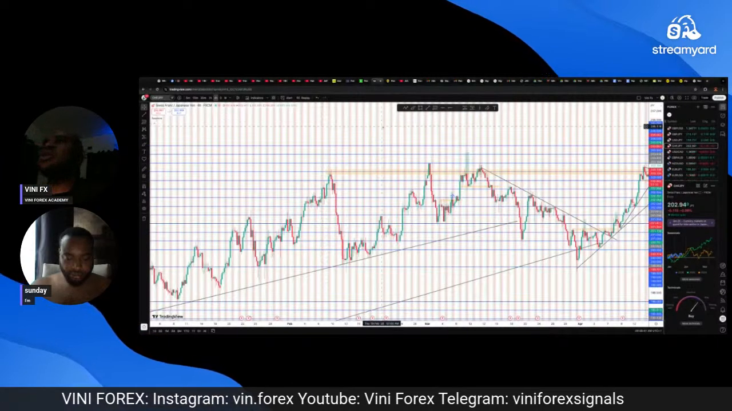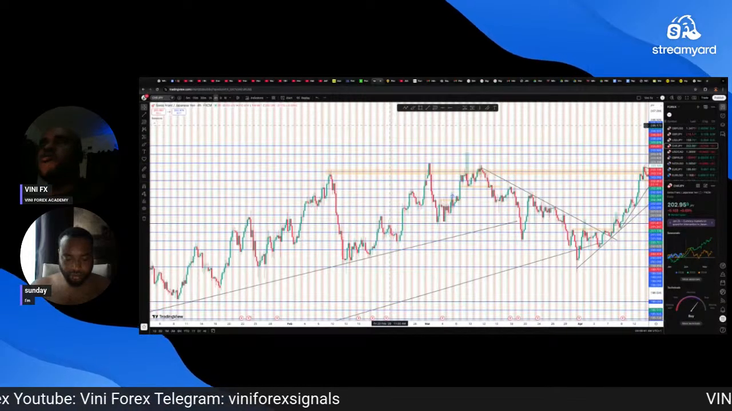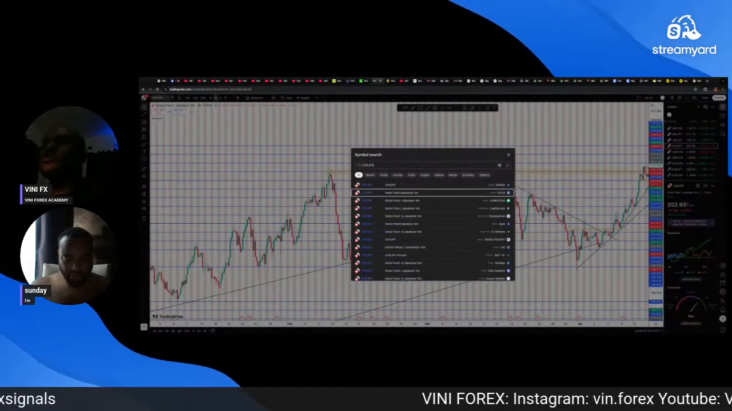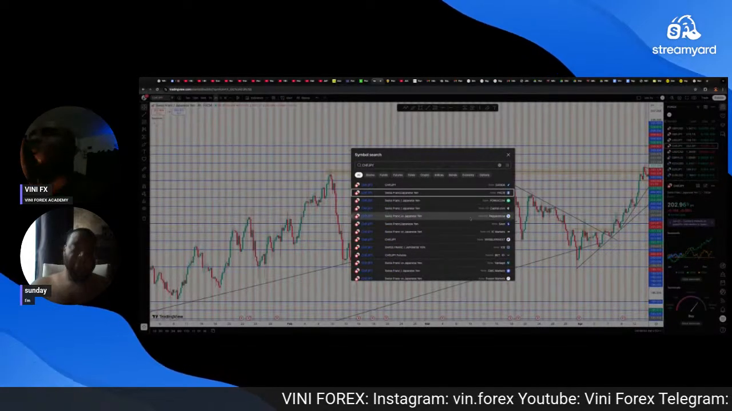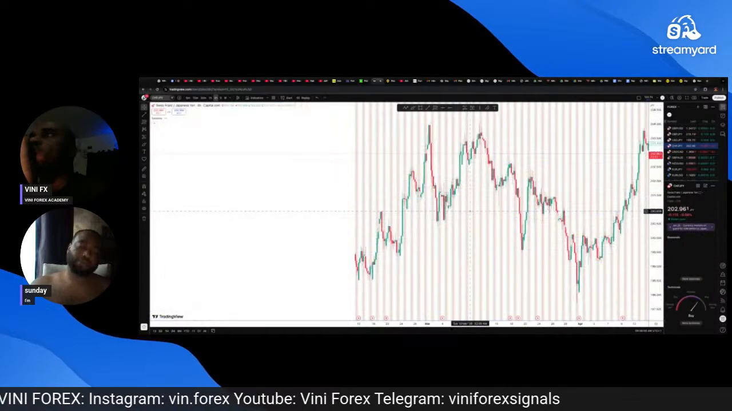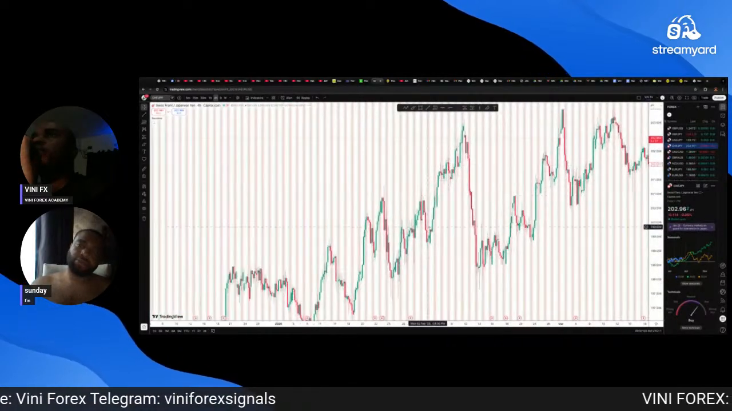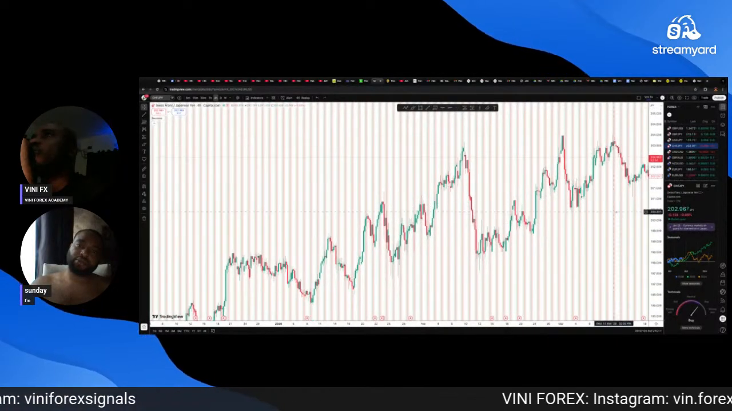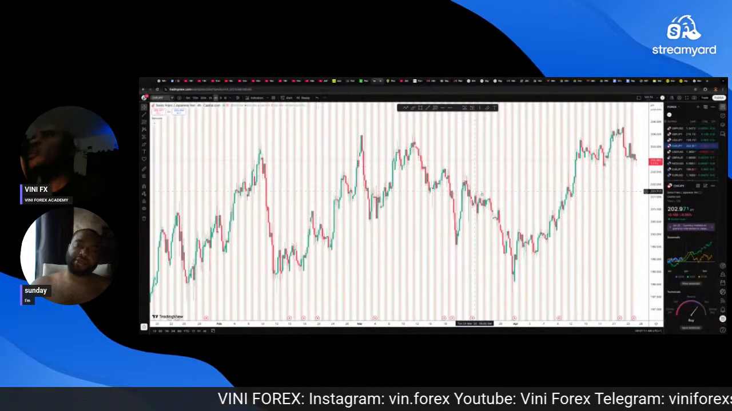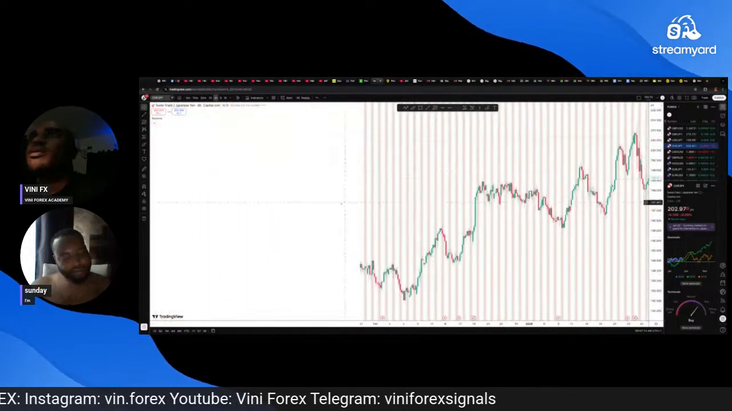So let us go to a clean chart. A clean chart on CHF JPY. Okay, this is the clean chart. This is a what? A clean chart. You can see my screen, right? Yes, sir. Very good.